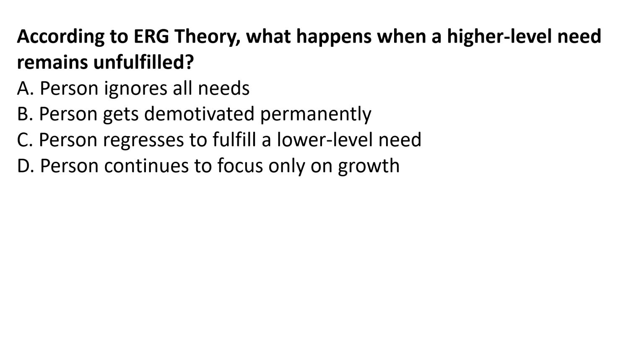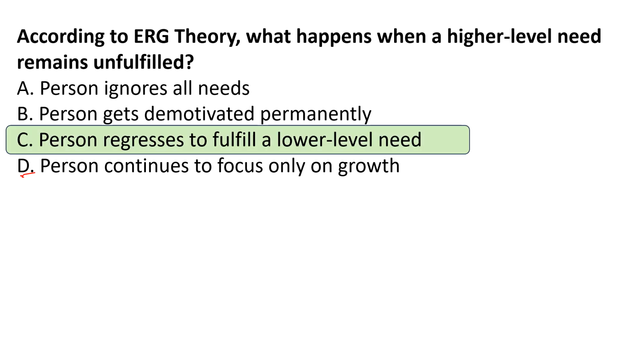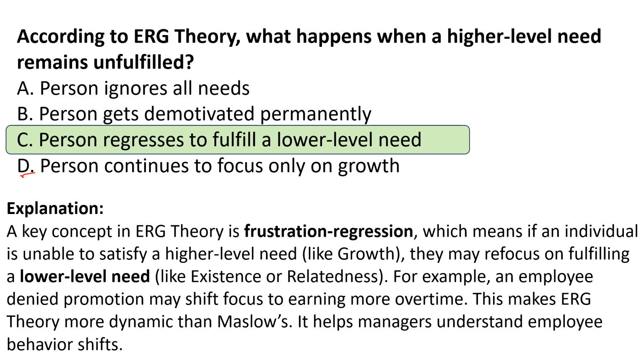Person ignores all needs, person gets demotivated permanently, person regresses to fulfill a lower level need, or option D, the person continues to focus only on growth. So the right answer is option C. Person regresses to fulfill a lower level need. Clear? See how it happens.